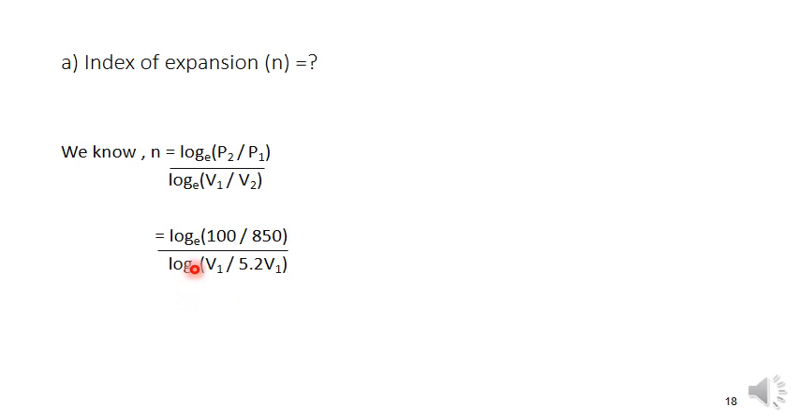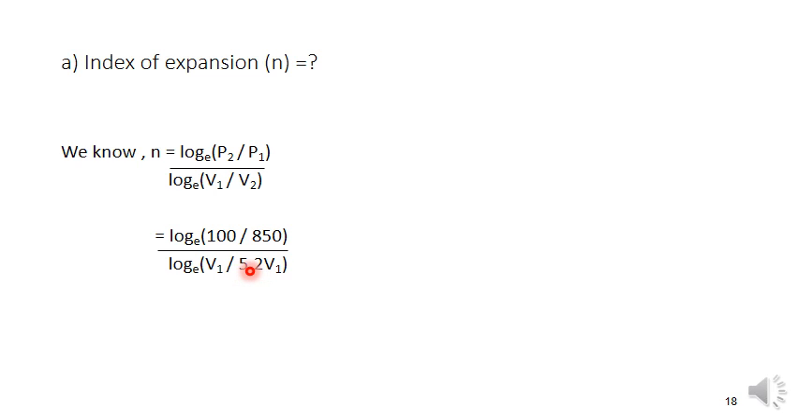Substitute all the values. They gave the P2 value and P1 value, so we can substitute directly, and they gave V2 as 5.2 times V1. So I am substituting V1 directly and V2 as 5.2 V1. Then the V1 in the numerator and denominator gets cancelled. Using the calculator, type ln, bracket open, 100 by 850. Write that value in the numerator and divide it by log of V1 by 5.2 V1.